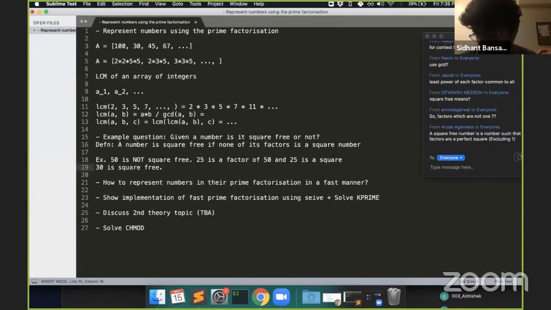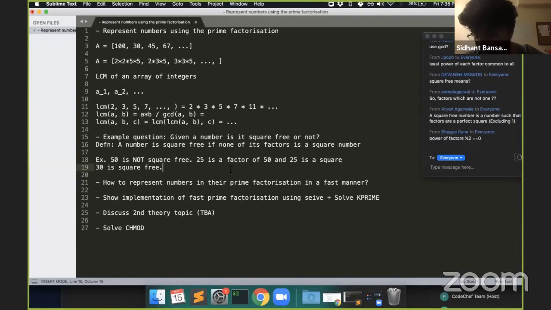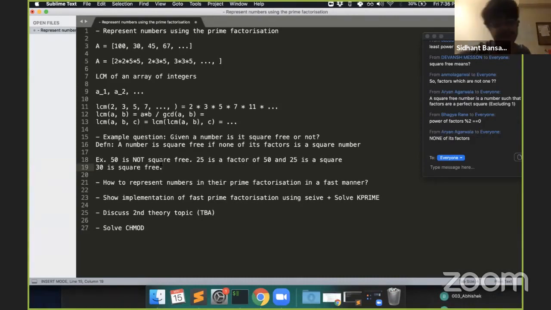So a square free number is a number such that its factors, other than 1, are not perfect squares. No, I'm saying that the factors are not a perfect square. I mean, that's why it's free of the squares. At least that's how I define it. I'm not sure. Yeah, none of it. Yeah, so that was a typo. Anyways, let's.